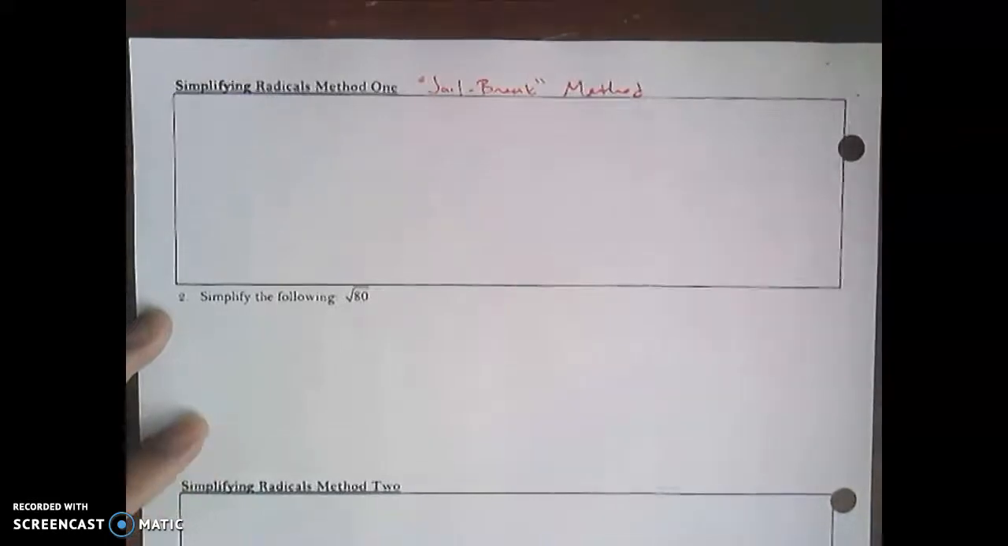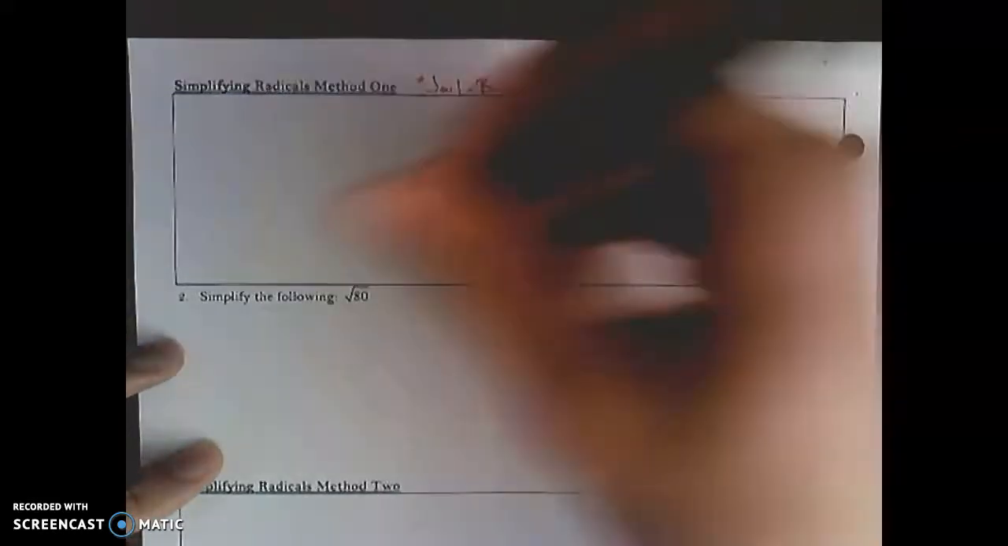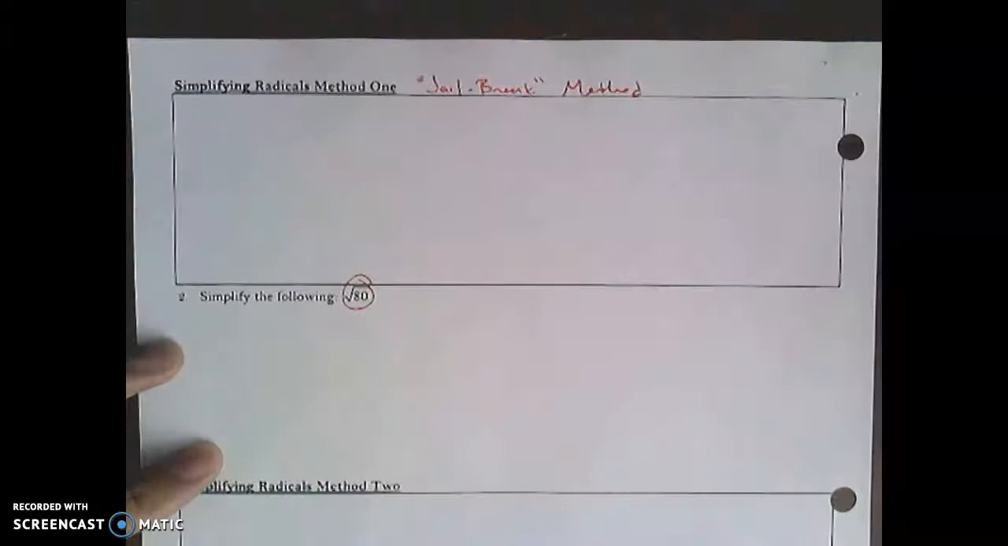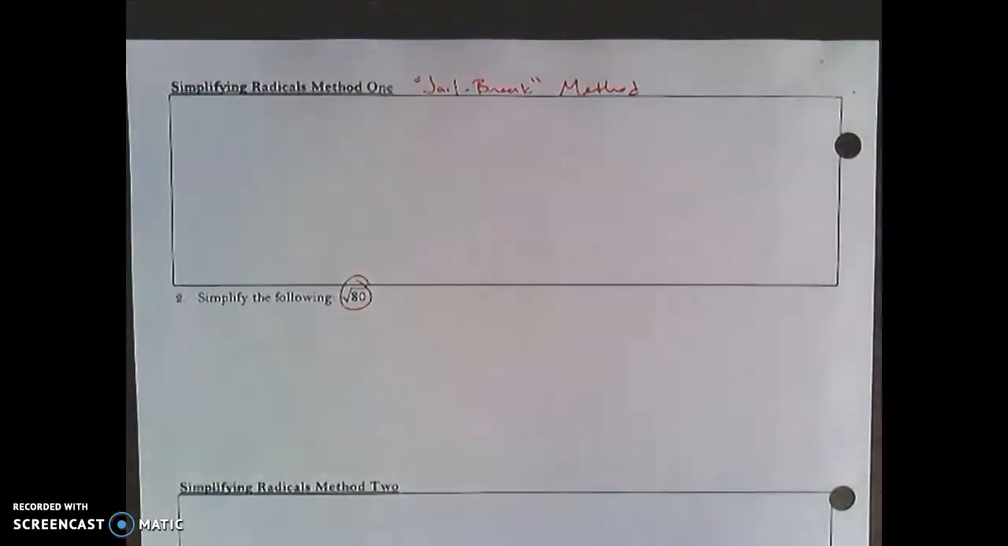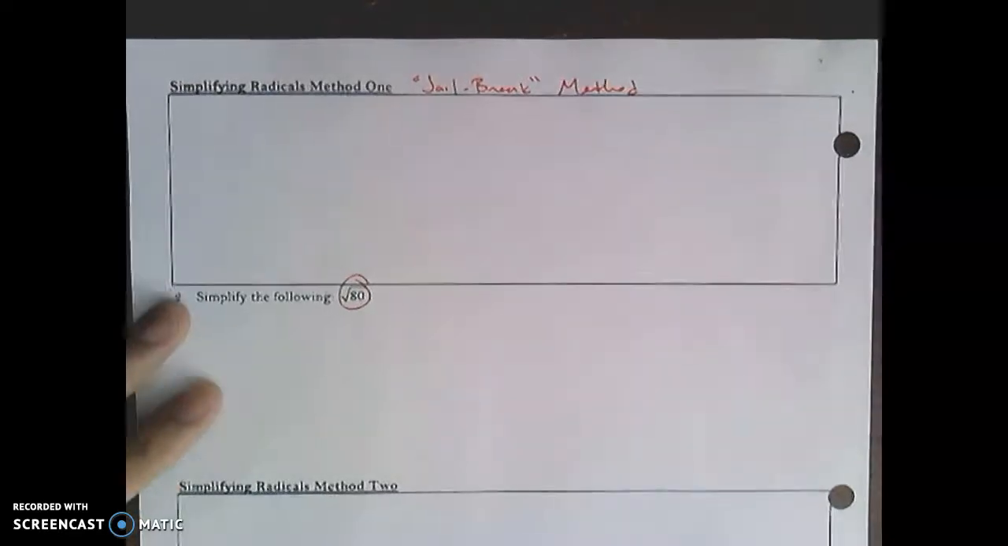So the jailbreak method, let's take a look at this example here. We have the square root of 80. Now I know our perfect squares. We have 81 as a perfect square. We can say the square root of 81 is 9. We know that the square root of 64 is 8 times 8. So the square root of 64 must be 8. So it's got to be between 8 and 9. But it's not exactly 64 and it's not exactly 81. So it's not going to be exactly 8 or 9. It's going to be something in between. So we have to use the jailbreak method.